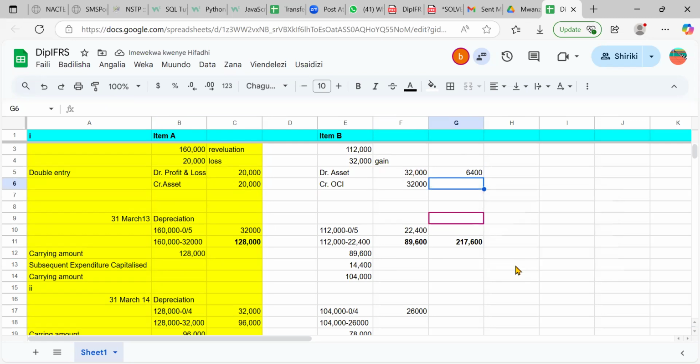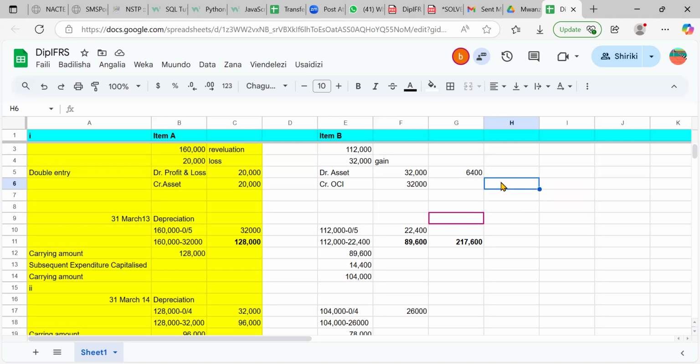So if you get 6,400, we say okay, this is fine. If you have that figure, that's what we need to transfer each year from revaluation surplus to retained earnings. So that's what we'll be doing.